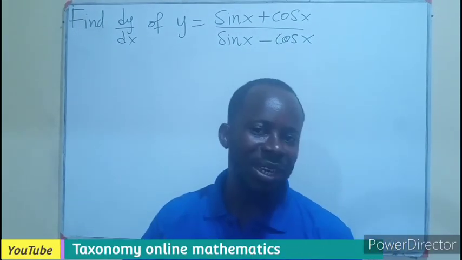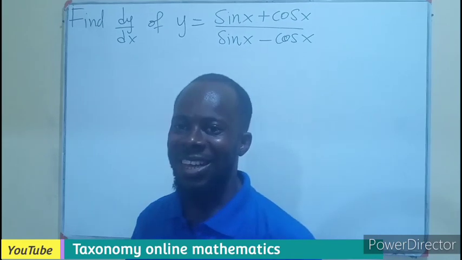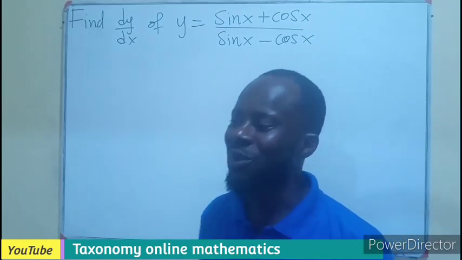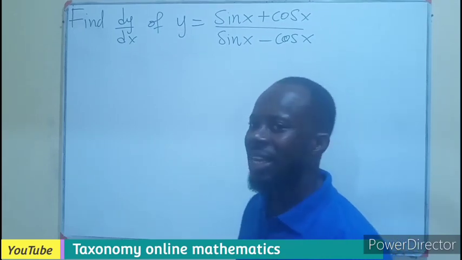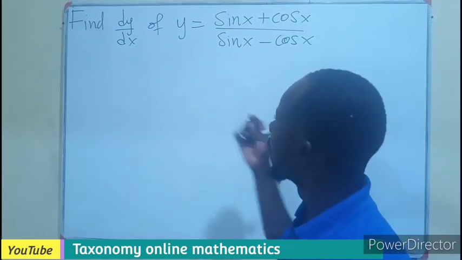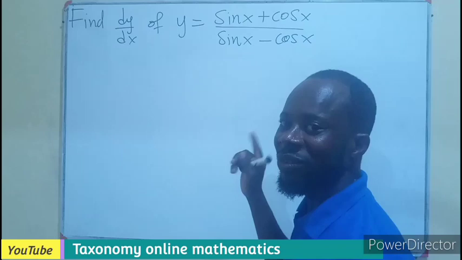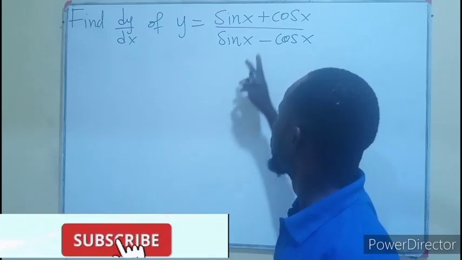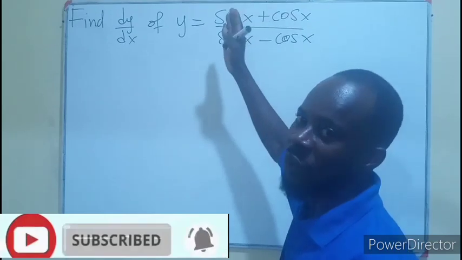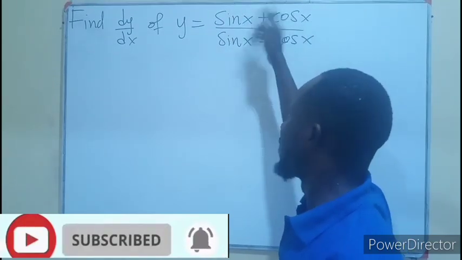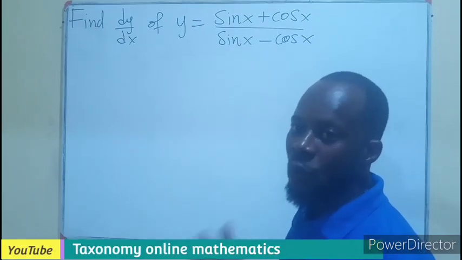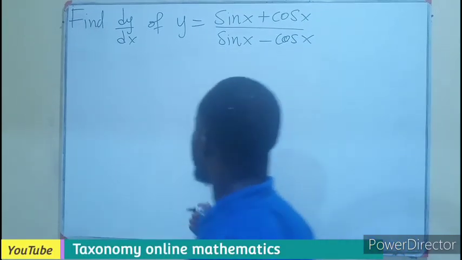I had this question from a colleague of mine. He's throwing a challenge that we should play around this question. We have to find dy/dx of y equals (sin x + cos x) divided by (sin x minus cos x). If this were to be plus, the whole thing would have been 1. Or if this were minus, the whole thing would have been 1. So I want us to use the quotient rule to solve this.